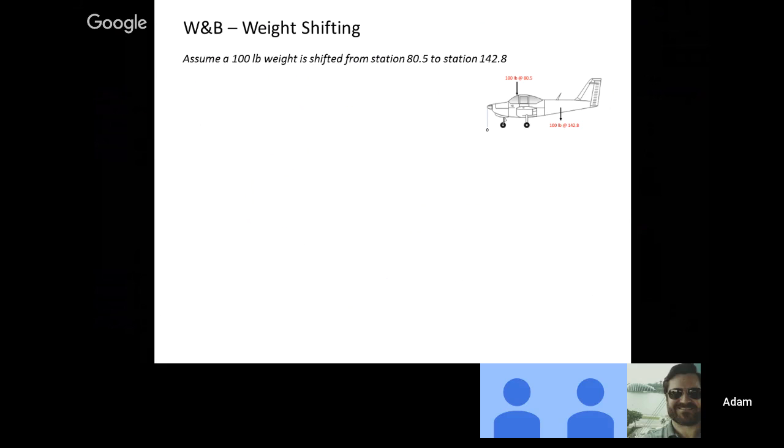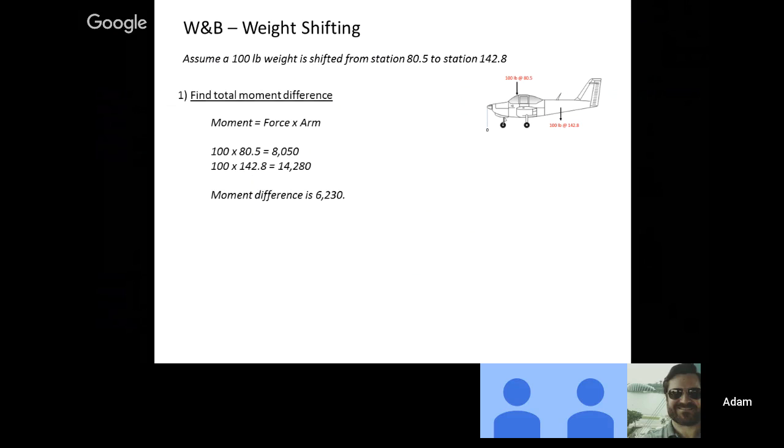Okay, so I'm going to go through this. There's really two methods to do this, and both are equally fine. I use the second method. When I took the test, I used the second method because it's easier to understand the equation. But essentially, to do this quickly, you're going to want to find the total difference in moments. So the difference in this case would be the 100 times the 142 versus the 100 times the 80.